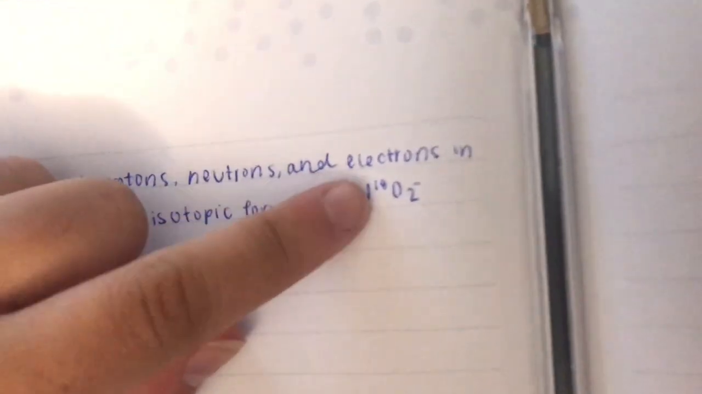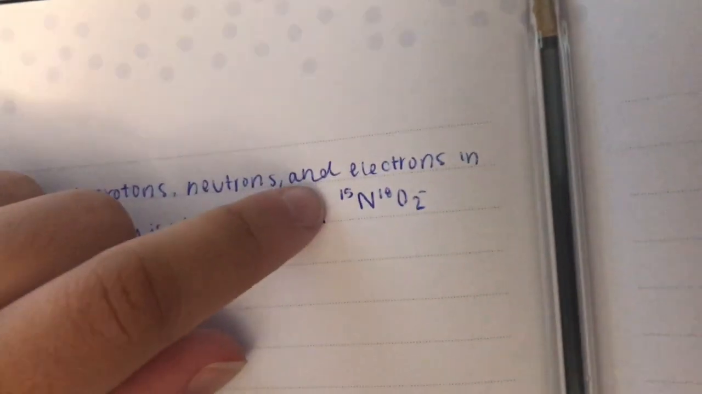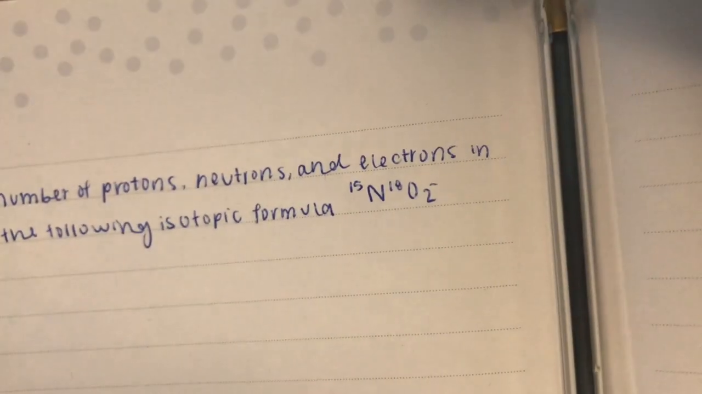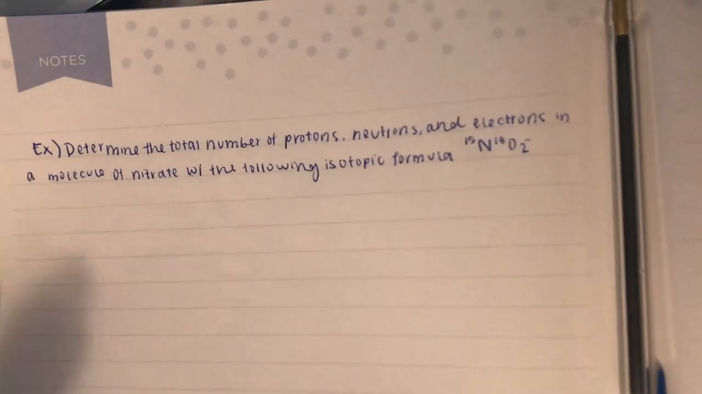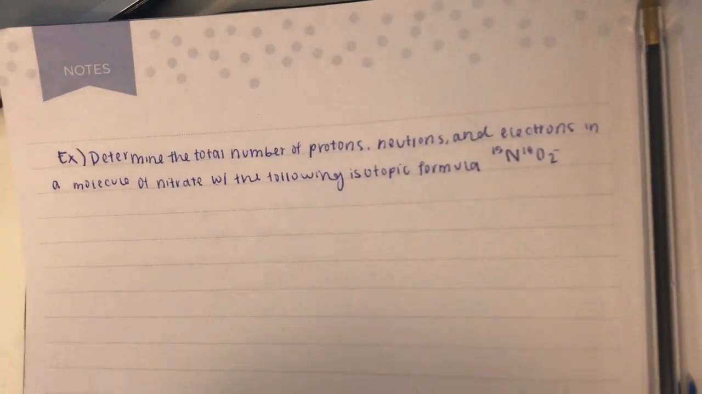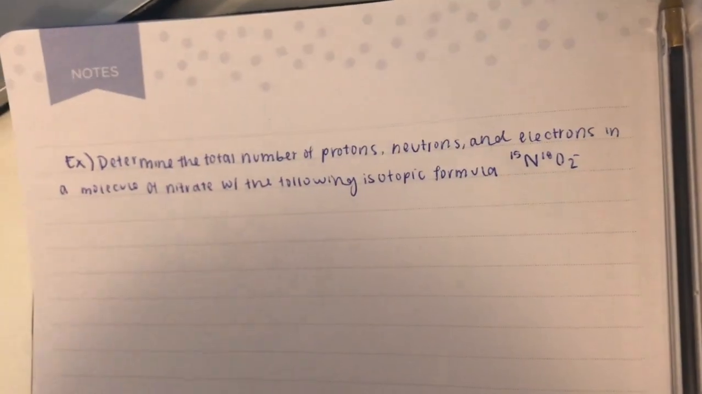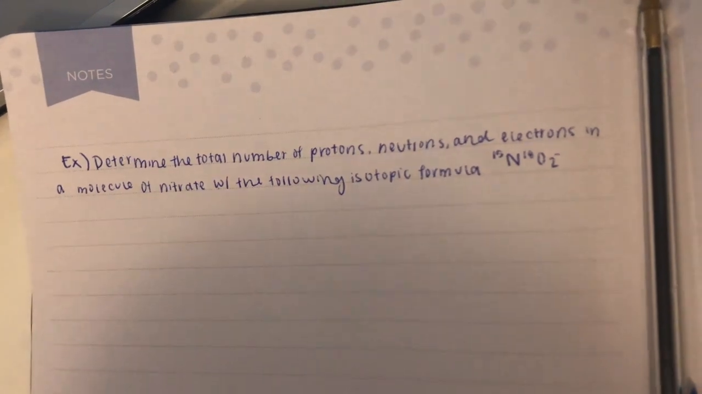So the 15 here and the 18 here are the atomic mass of the nitrogen and the oxygen. The atomic mass is the combination of the protons and the neutrons inside the nucleus of the atom. It's not equivalent to the mass because you have to account for the very small mass of the electrons, but it's a very easy way to figure out how many protons and neutrons you have in a molecule. The way you figure out how many protons you have is simply by looking at the periodic table. I have a periodic table pulled up on my computer.